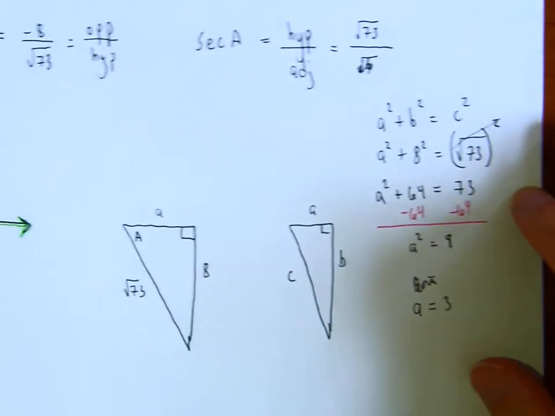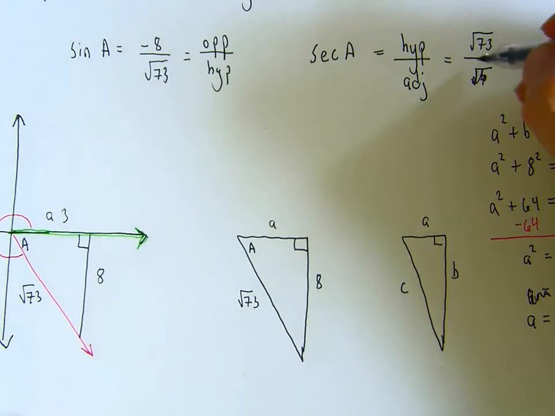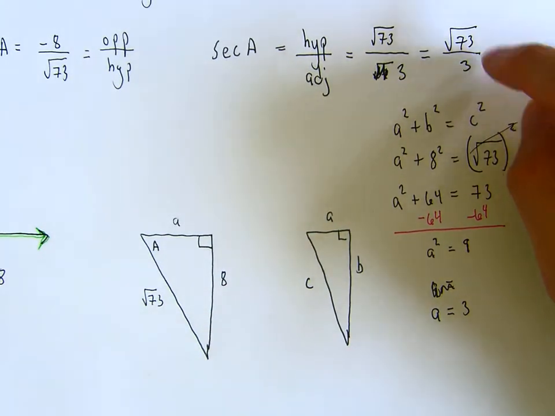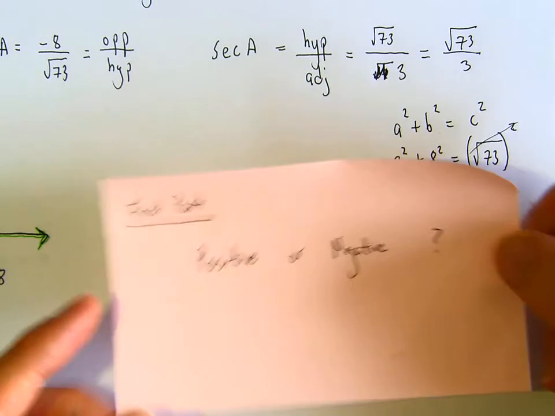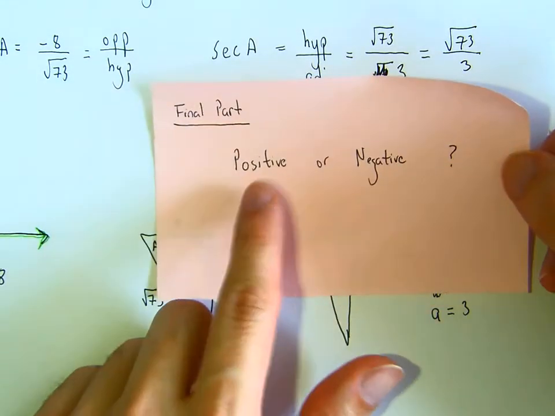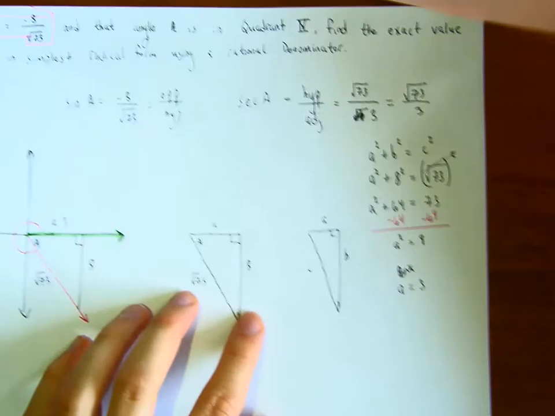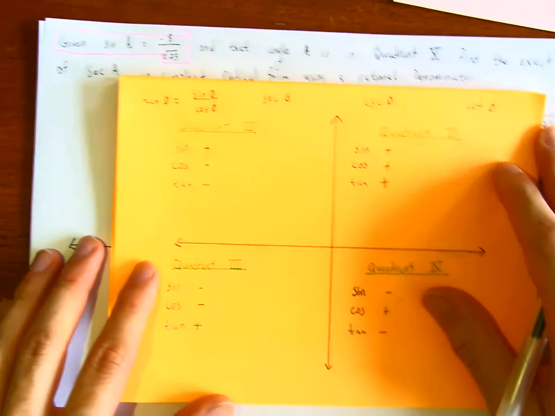Okie dokie. So we know that this distance from here to here is 3, so the denominator over here is 3. So our final answer is square root of 73 over 3. But then we have to ask ourselves, for secant, is it positive or negative? How do we know? From yesterday, we learned this, and please have this down in your notes.